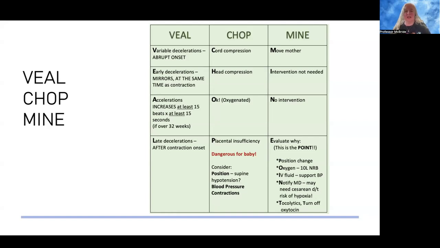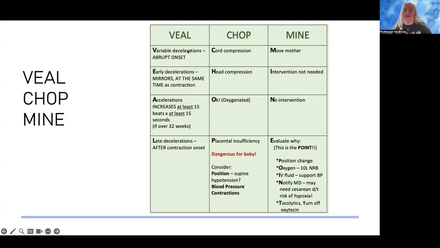Today, we're going to look at the acronyms VEAL CHOP MINE and how it helps us assess and determine interventions in fetal monitoring. So for this, we are going to use the word VEAL, the word CHOP, and the word MINE, and we're going to write them in a column. So the first one is the word VEAL, and it goes down, VEAL. This is what you might see on a tracing.